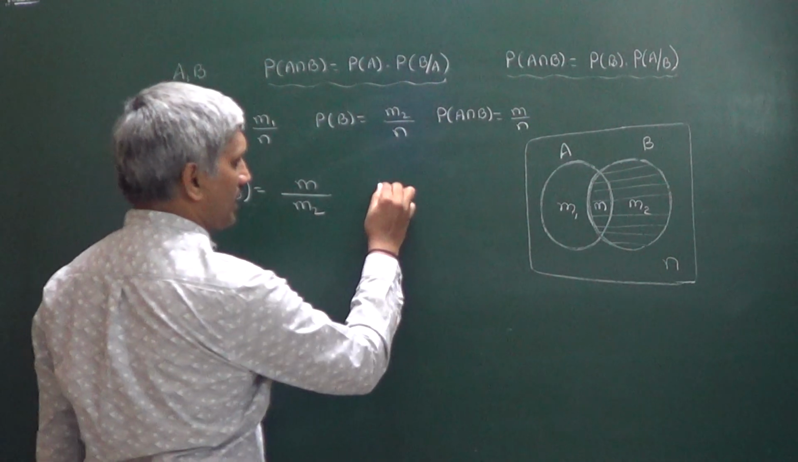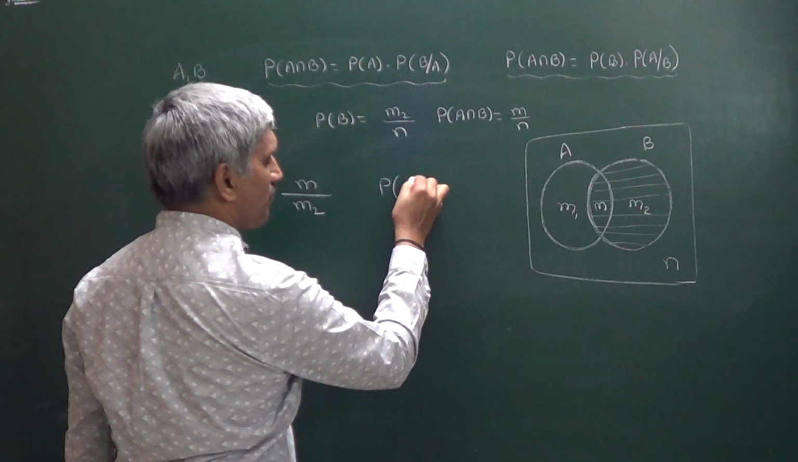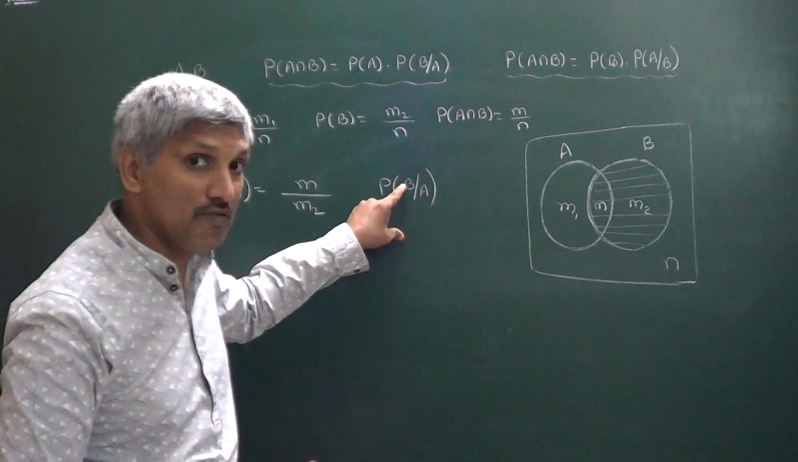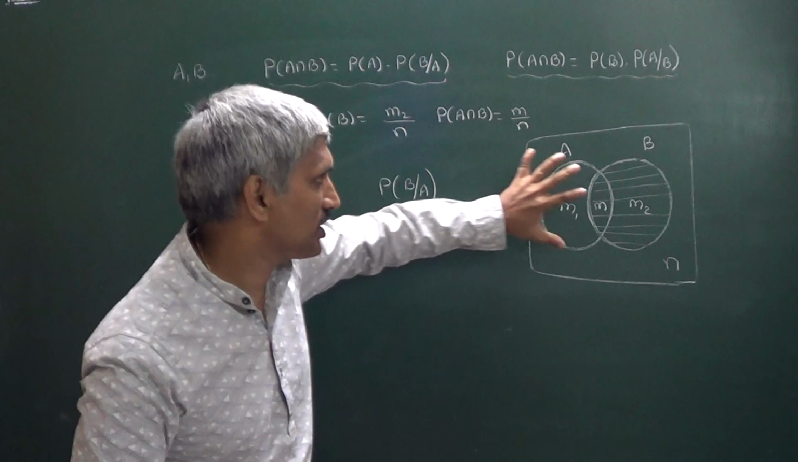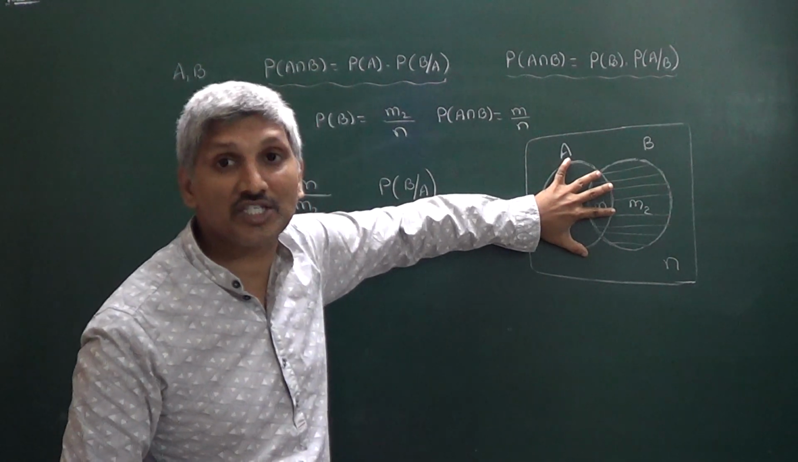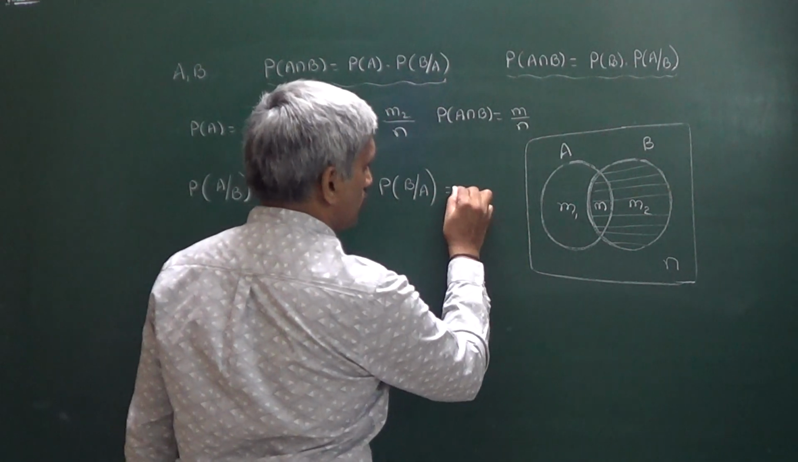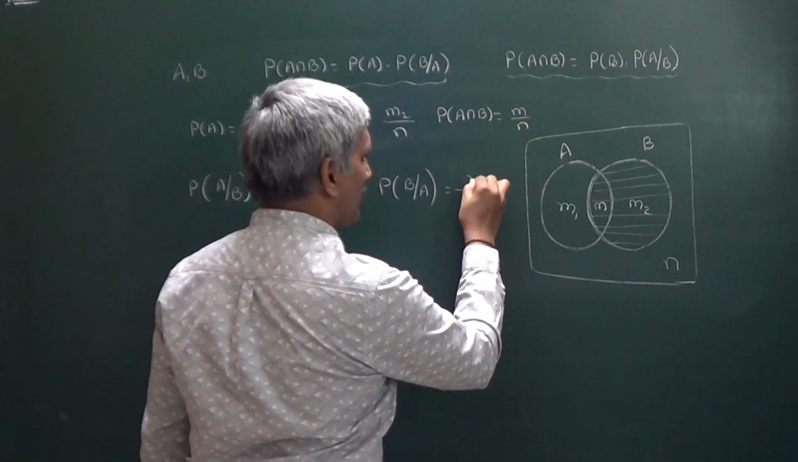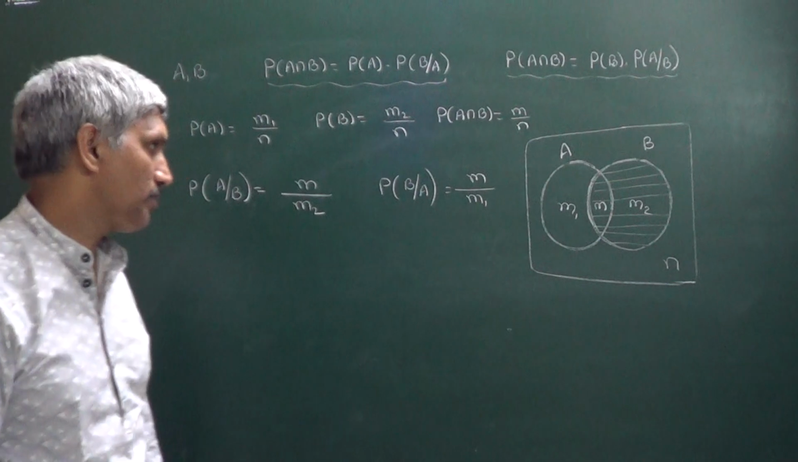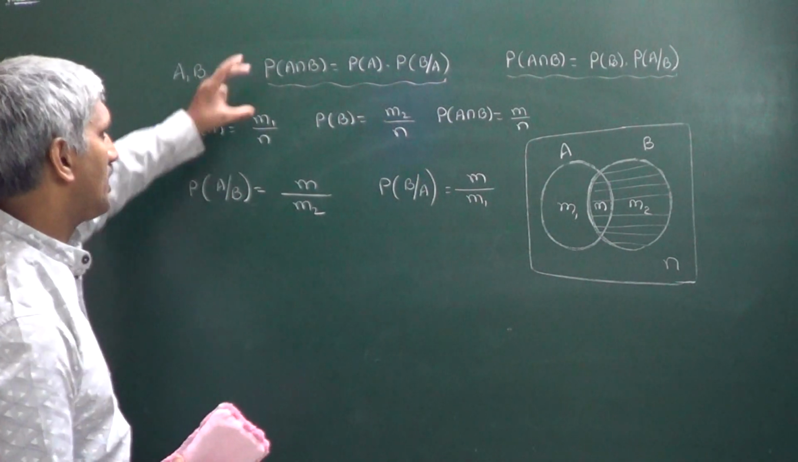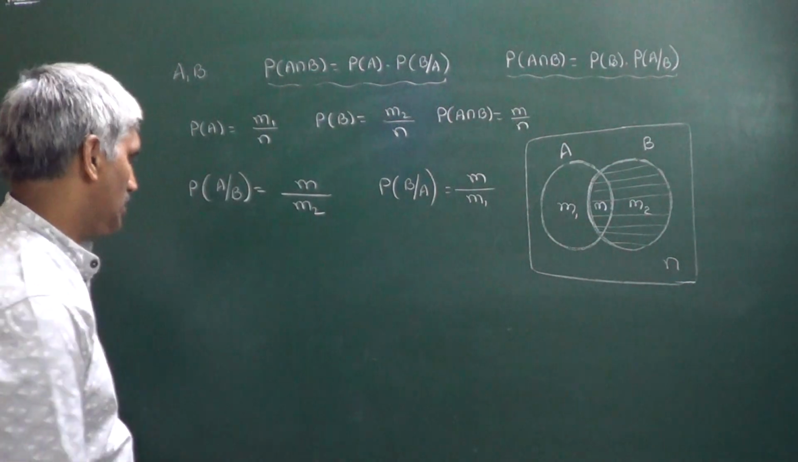In a similar way, can you tell me what is P of B by A? Probability of B with respect to A. With respect to A means under the condition M1 is the elementary events, right? So that is equal to M divided by M1, favorable is M. So that is P of B by A, and here we got P of A by B. But we have to find out P of A intersection B.